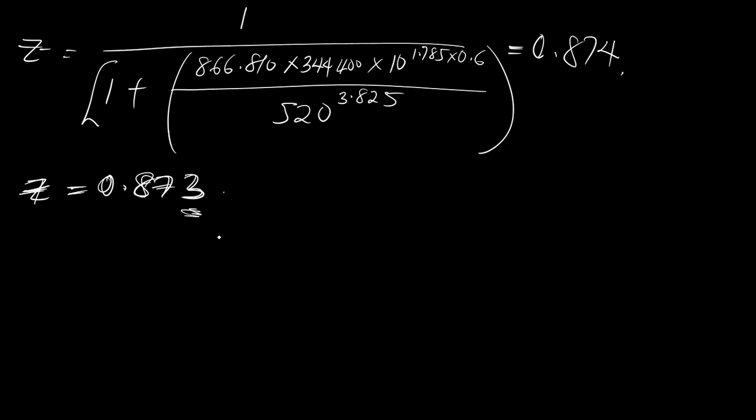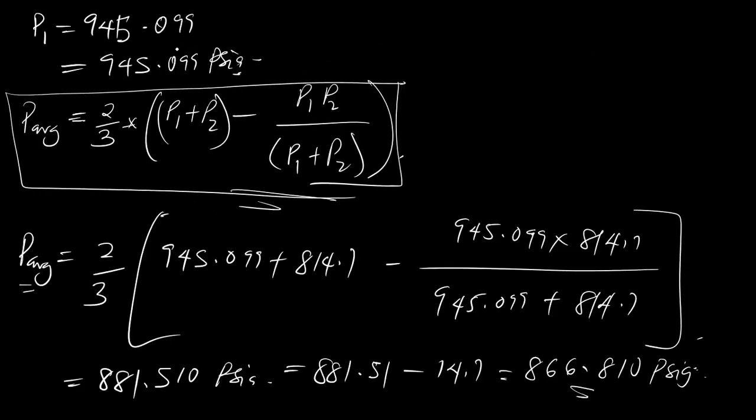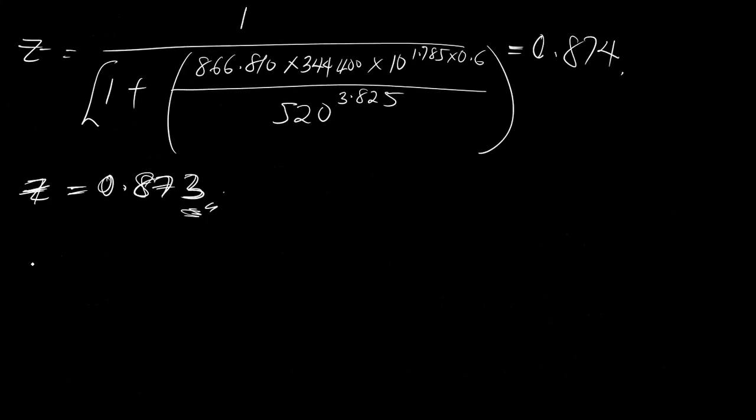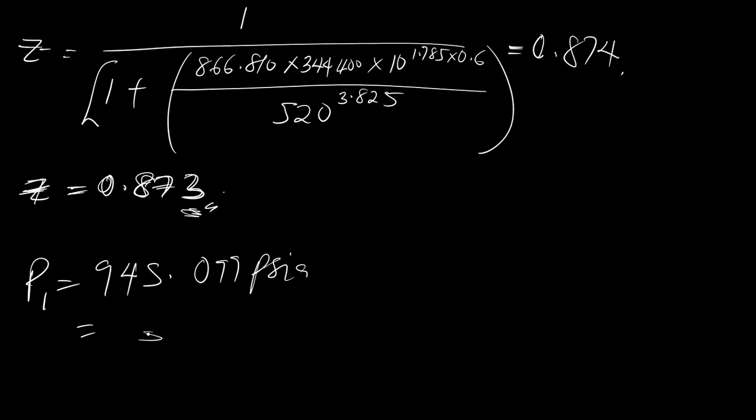So that means the final answer should be that. This small fraction cannot make any difference. So now there is only calculating. So our P1 will now be this. So that is the final answer. P1 is 945.099 psia. This is the upstream pressure.